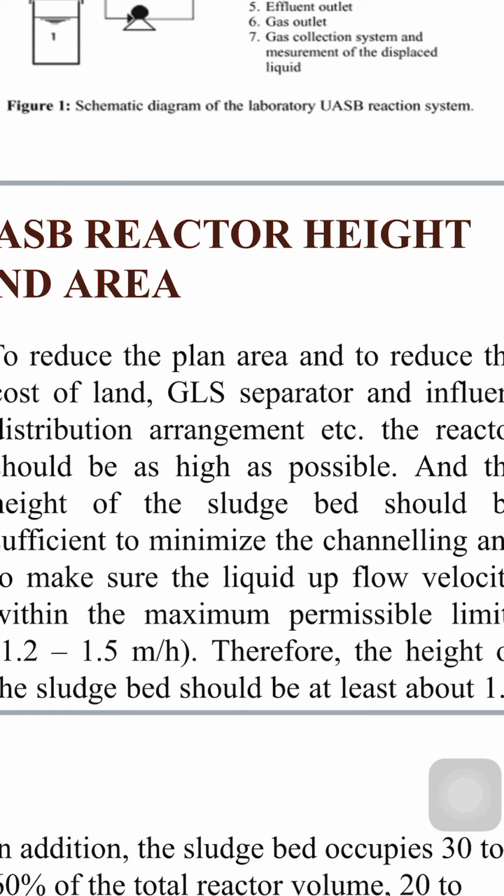Hence, the height of the reactor should be restricted to 4 meters to provide convenient accommodation for the sludge bed, sludge blanket and the three-phase separator. As a standard, the maximum height of the reactor is around 8 meters, but the height in common usage is between 6 and 6.5 meters.